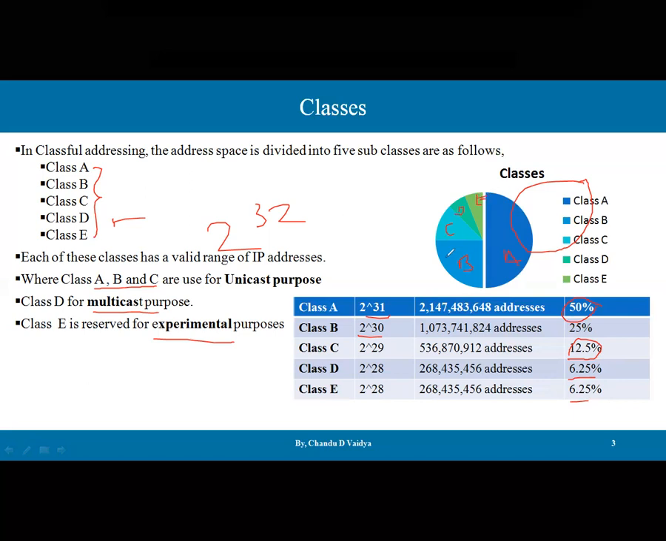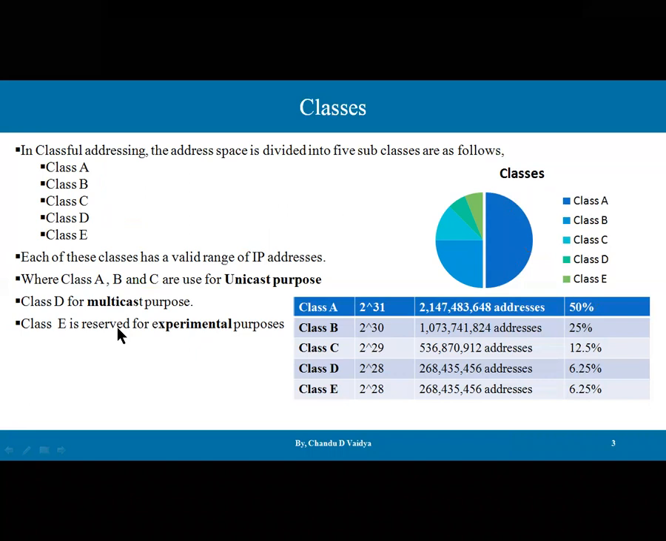So here, if someone asks the question, how many classes of IPv4 address are there, you would definitely say there are 5 classes, out of which 3 classes are used for common users, and the last 2 classes are reserved for specific purposes like multicast and experimental purposes. So these are the classes available.